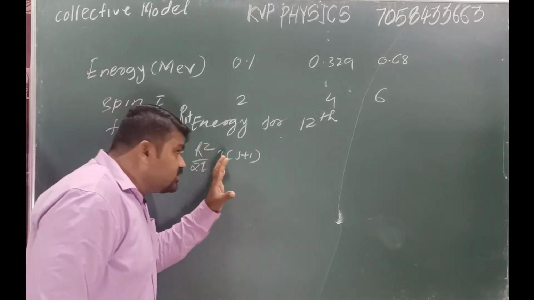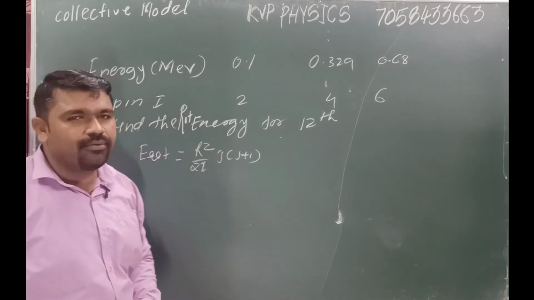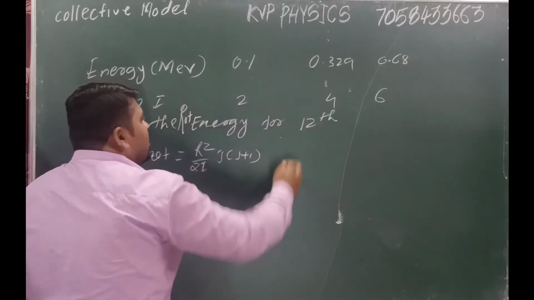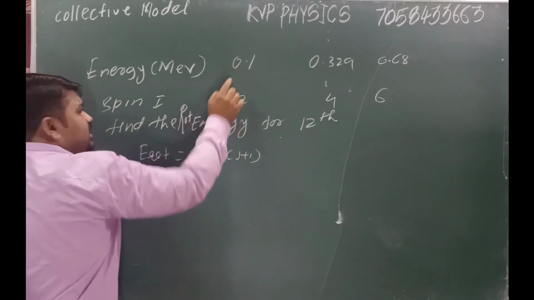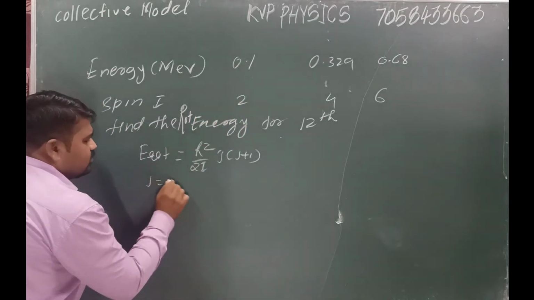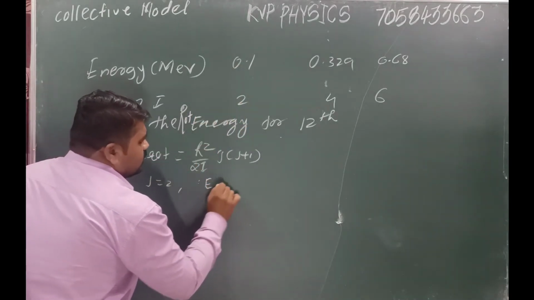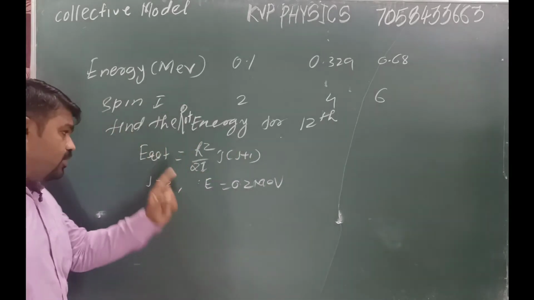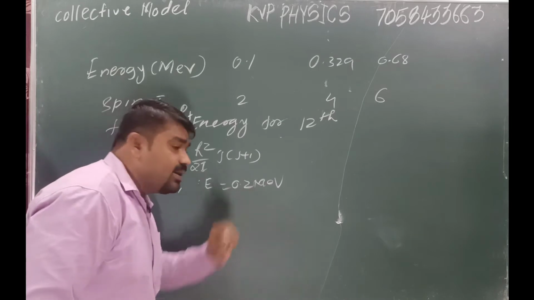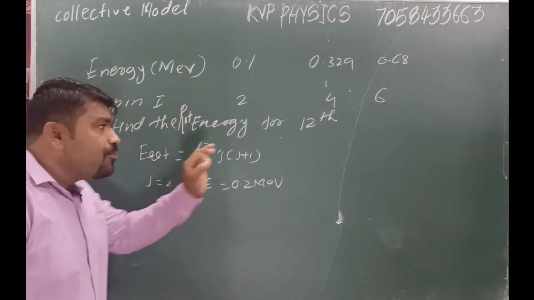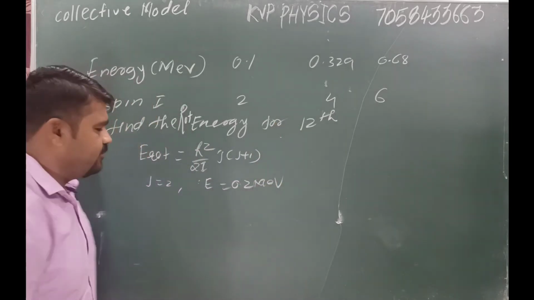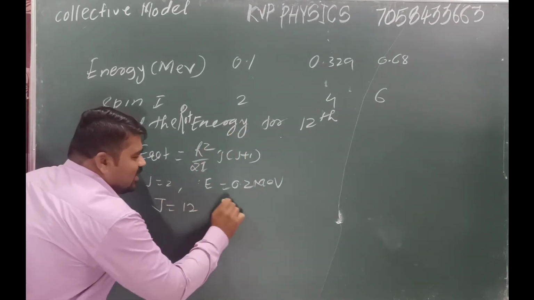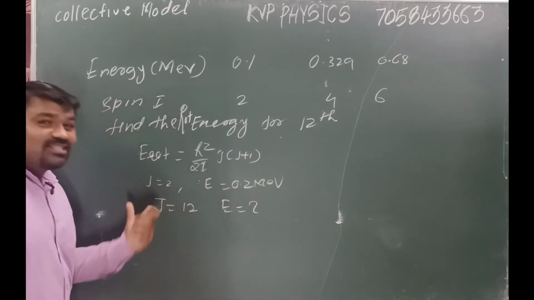Now our first aim is to find the h cross square upon 2i value, from the given data. What is the given data? For J is equal to 2, energy E is equal to 0.1 mega electron volt. Now our aim is to find the energy of the 12th state, which means J is equal to 12. What is the energy for this case?